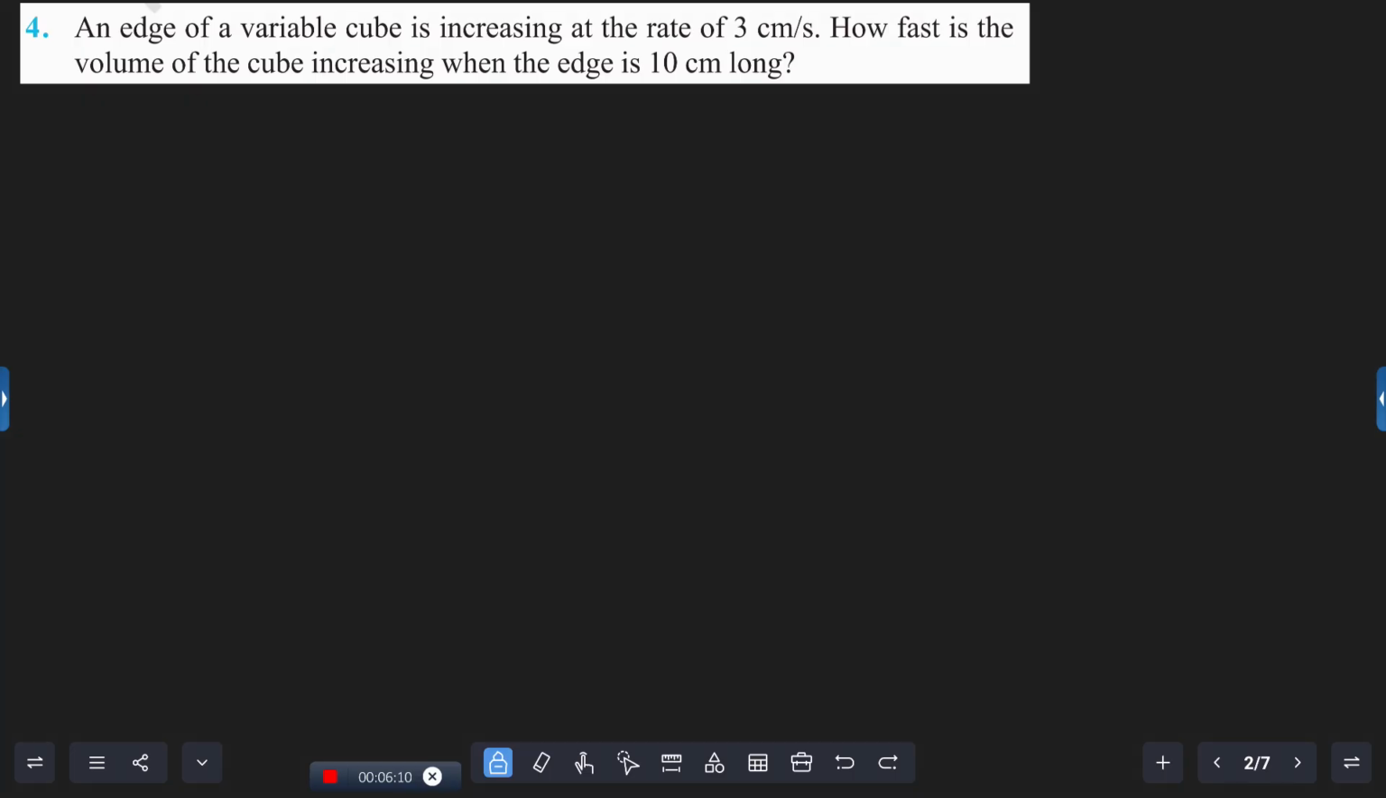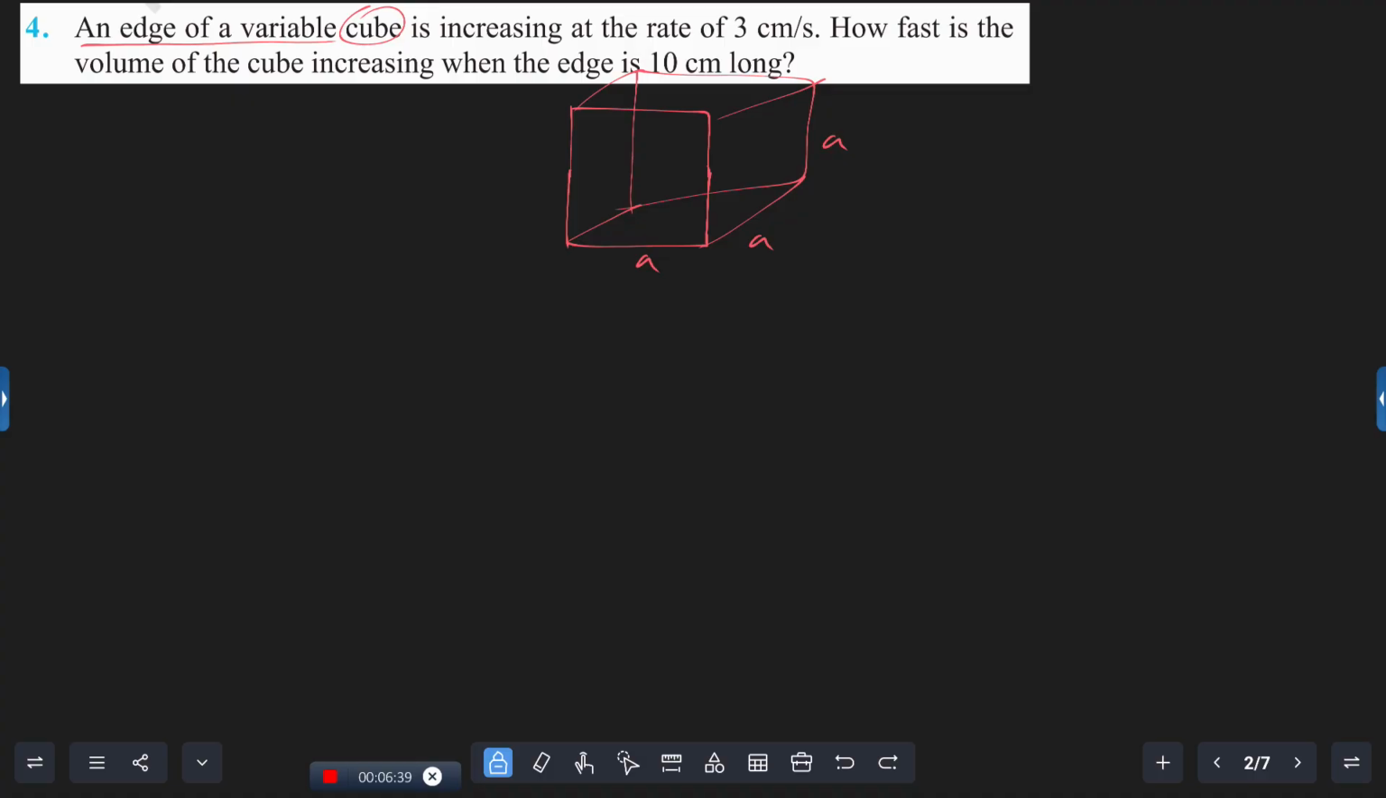For the next question, number 4. What is given? An edge of a variable cube is given. Listen, we have one cube. Cube means we know all the sides are equal. When you join everything, it will become a cube. Let the side be a.